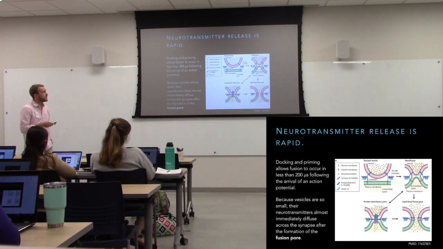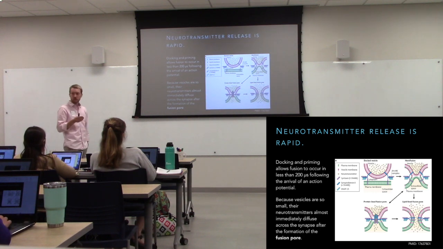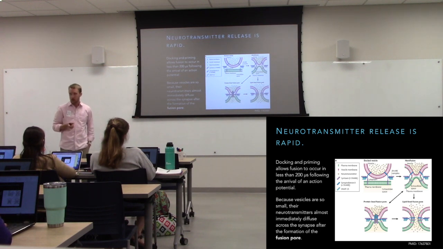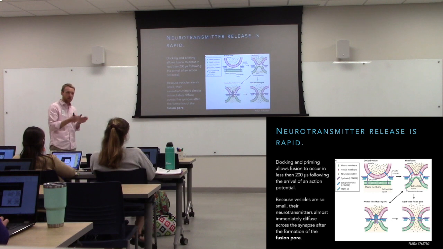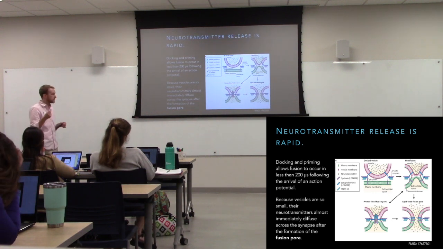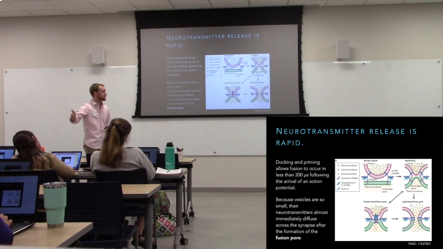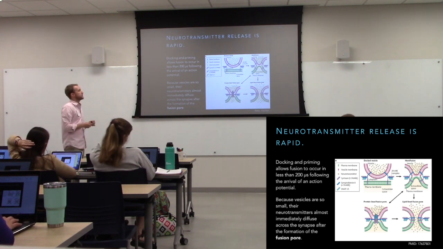Because our vesicles are sitting there docked with that loose SNARE complex handshake, the event of fusion is rapid. We're not talking milliseconds here, we're sub-milliseconds. A couple hundred microseconds after the action potential arrives, we're spitting out neurotransmitter. You don't want to delay, because the longer it takes you to go from electrical to chemical, the longer it takes you to sense what's going on and respond to what's going on in your environment. So we want to immediately transition between these two different phases in our neurosignaling pathways.